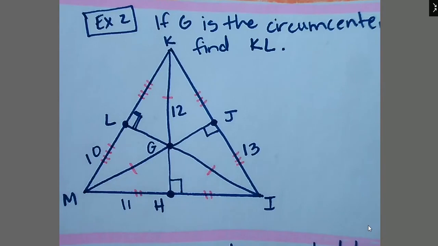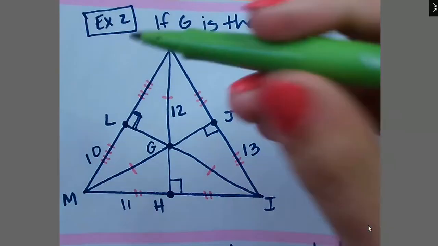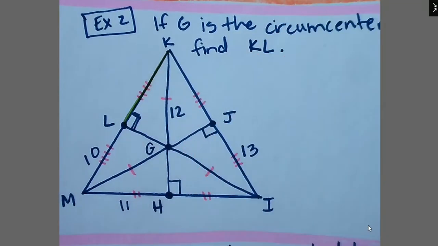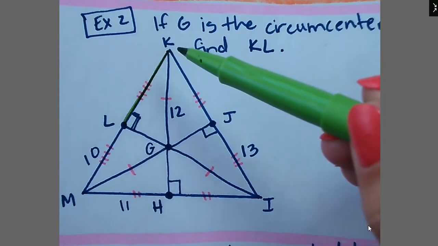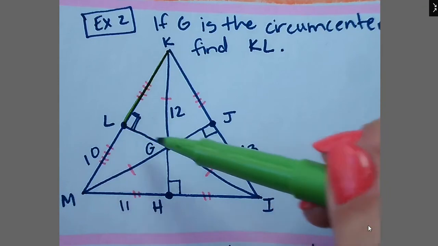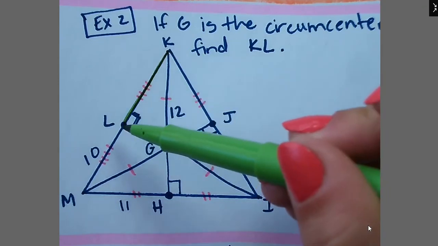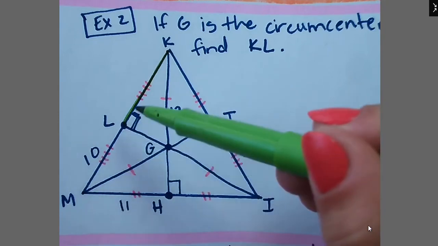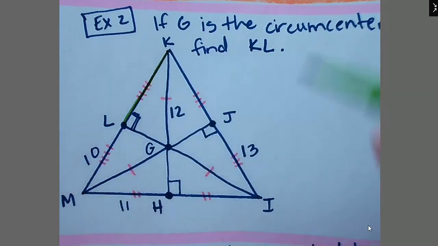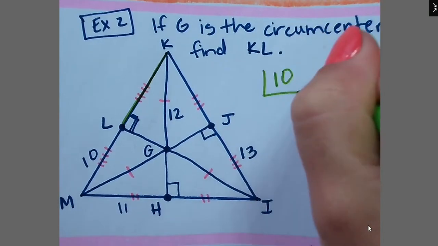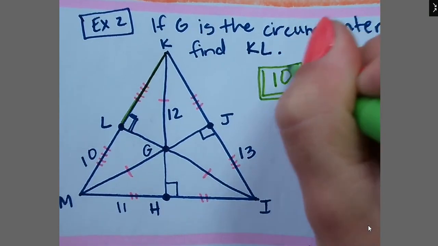Okay, so we're looking for KL. KL is this one right here. So I need to look and see what KL is congruent to. Well, since this was a perpendicular bisector, that means that this length is going to be the same as this length. So if this is 10, then this is going to be 10. And that's just it.